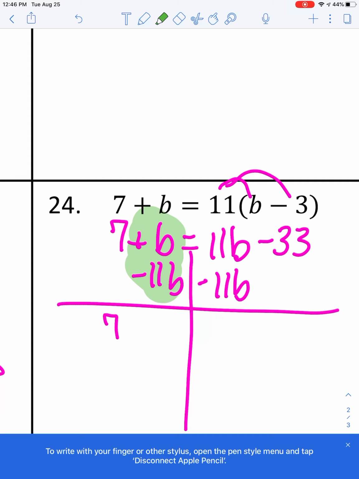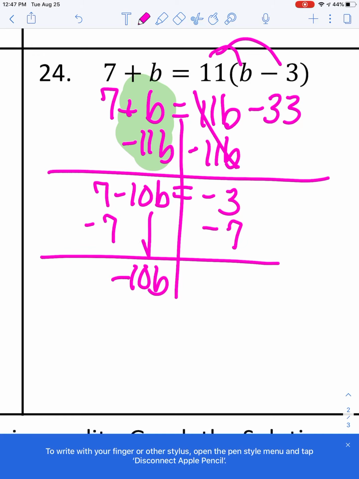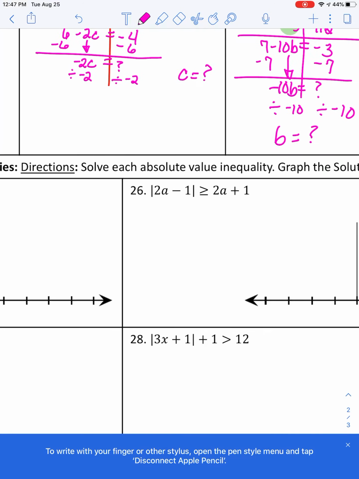When we put these two things together, that's a 1 with a negative 11. You can check it out on Mathway if you need. It's negative 10. Those cancel, negative 33. And now I'm going to leave the rest to you. You're going to minus 7, negative 10b, bring it down, equals something, divide by negative 10, b equals, you go ahead and figure that out.